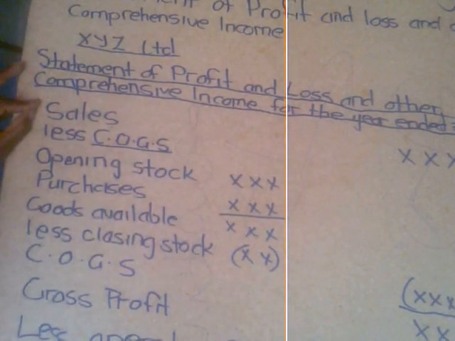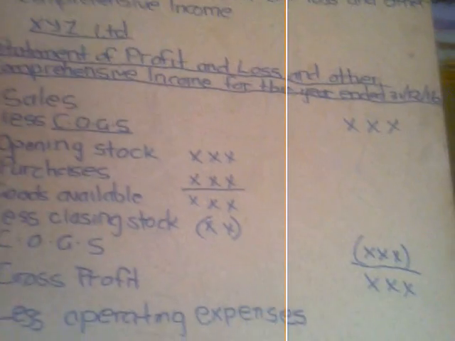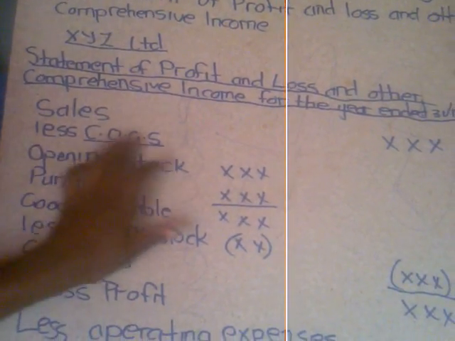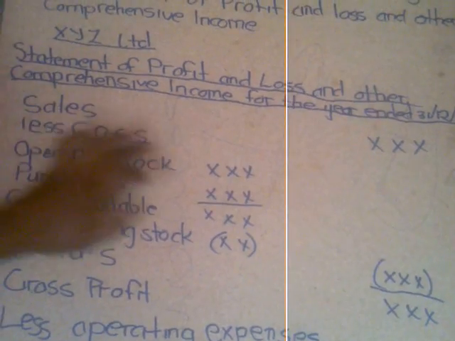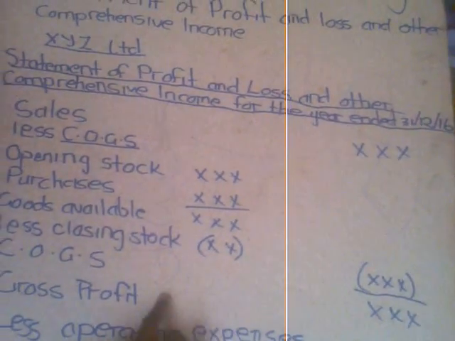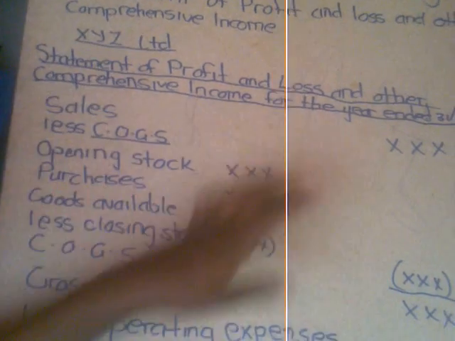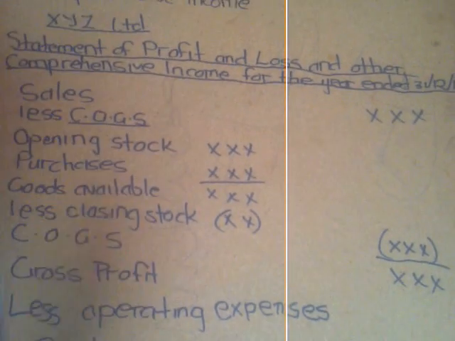So the first item we want to look at today is the sales. So basically what we need to do here is to subtract what we call cost of goods sold from sales so as to get the gross profit. When we are looking at sales, we actually see the goods that the company has sold during the year. So we need to subtract cost of goods sold.